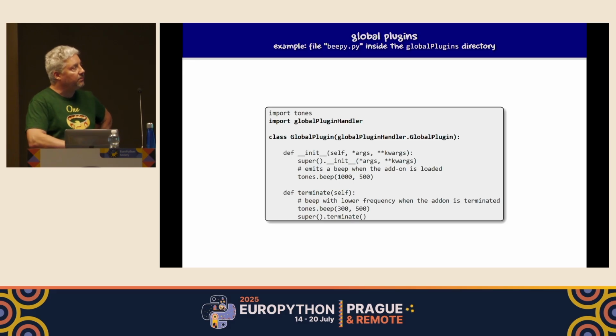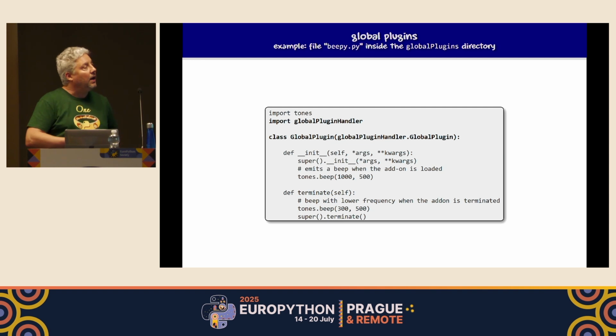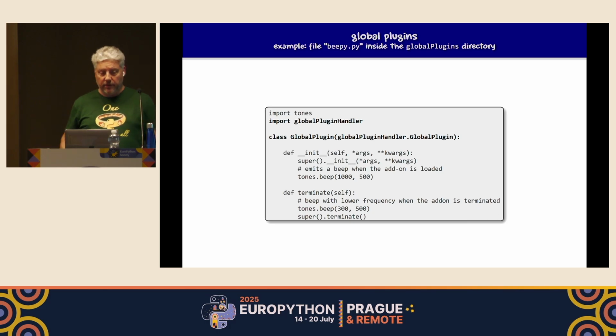So this is a global plugin. It is very simple. You only have to import the required libraries. In this case, I import the tones library to do the beep. And I import the handler, and I create a class that inherits from the global plugin class. And this add-on will be loaded whenever NVDA starts, and it will be terminated whenever NVDA is exited or restarted.